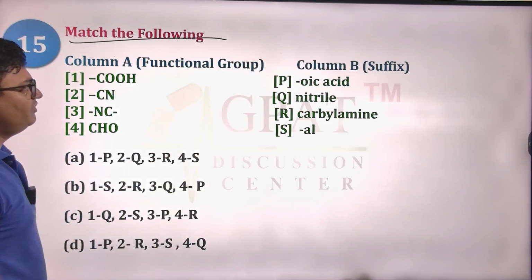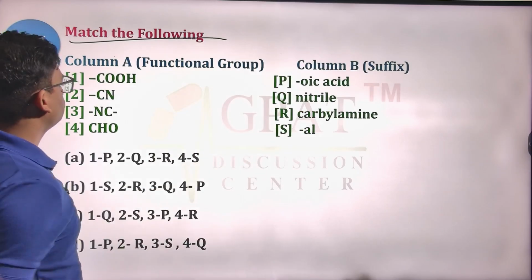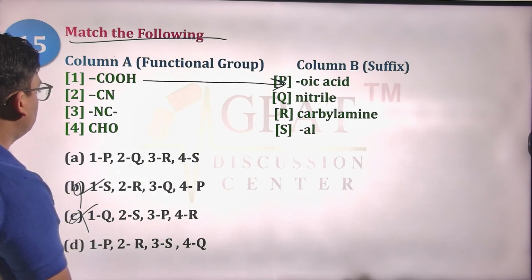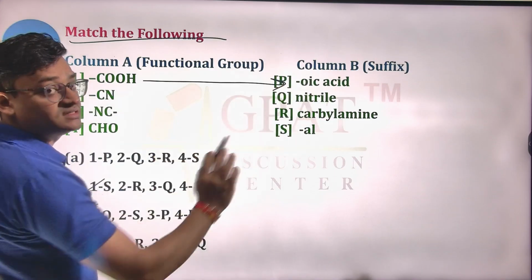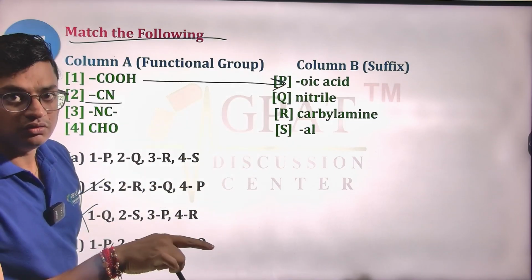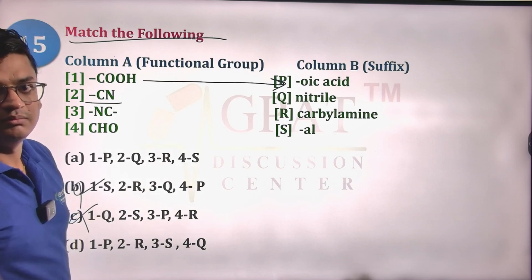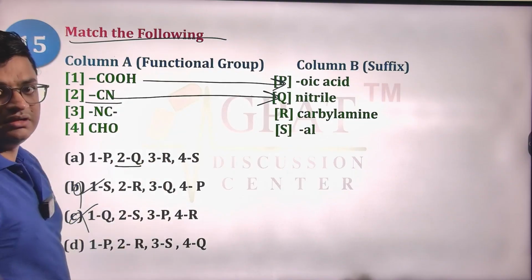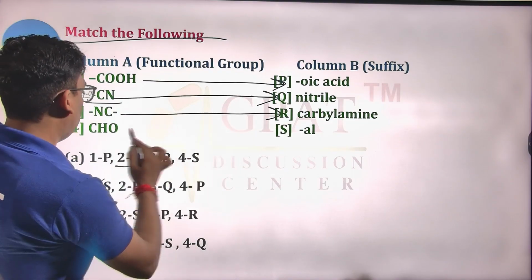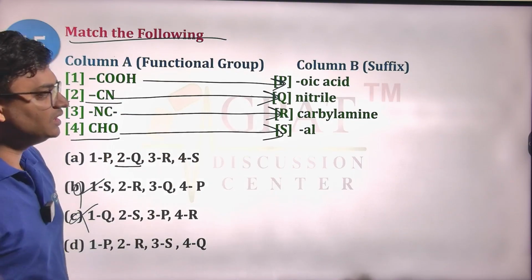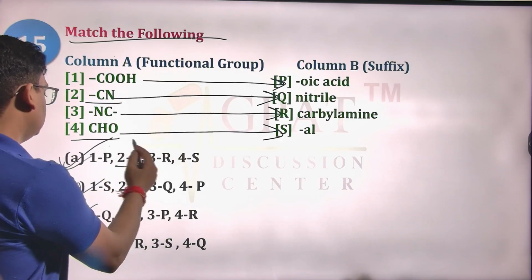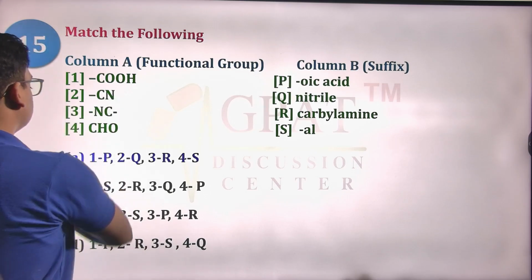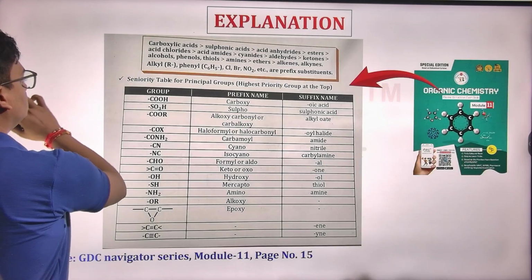Match the following. Here we are having functional groups and their suffixes. COOH is matched as oic acid, so first will be matched as P. This is wrong. CN, since we have to decide the suffixes, CN is having prefix as cyano, while nitrile as suffix. So suffix will be nitrile. That is Q. NC is having carbylamine. I guess they are all just straightforward ones. CHO is matching with al. Yes, correct. It's aldehyde, and in the prefix it is having formyl, and in the suffix it is having al group. So A is the right answer for these questions.